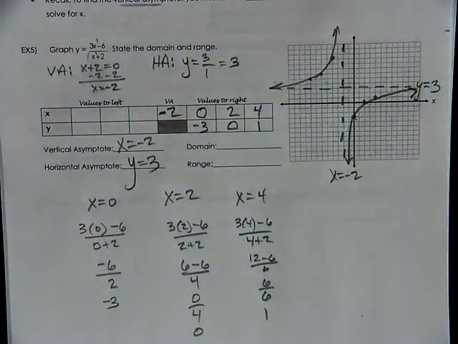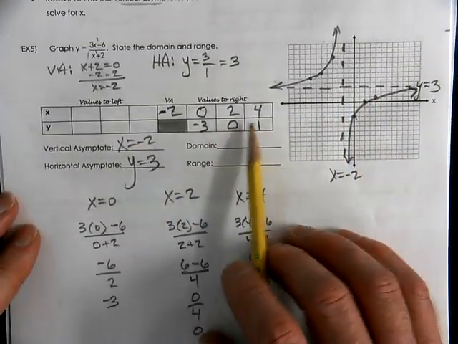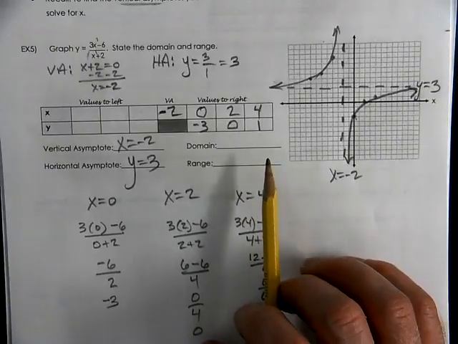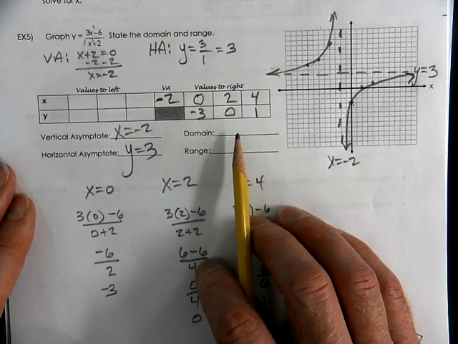There it is. Good job. So you graphed it. You did not have to calculate out 6 points. You only had to calculate out 3 points. Then you could count your others. What's your domain going to be?